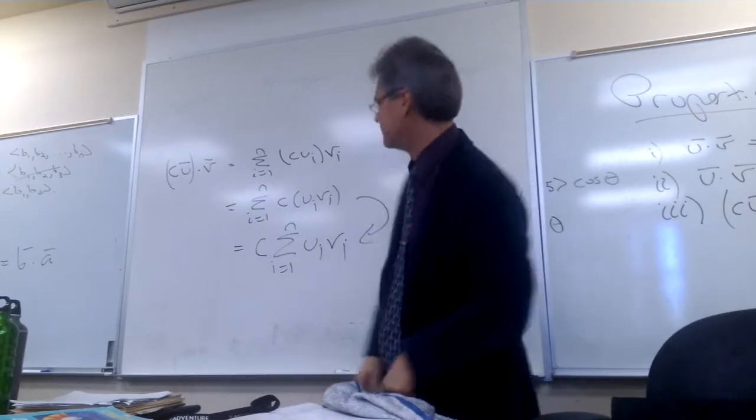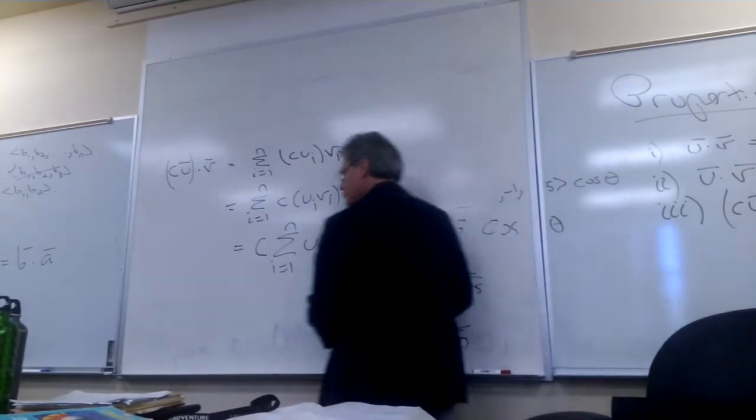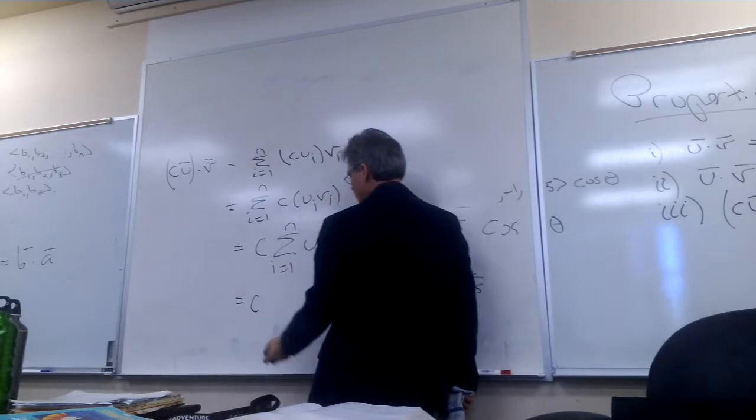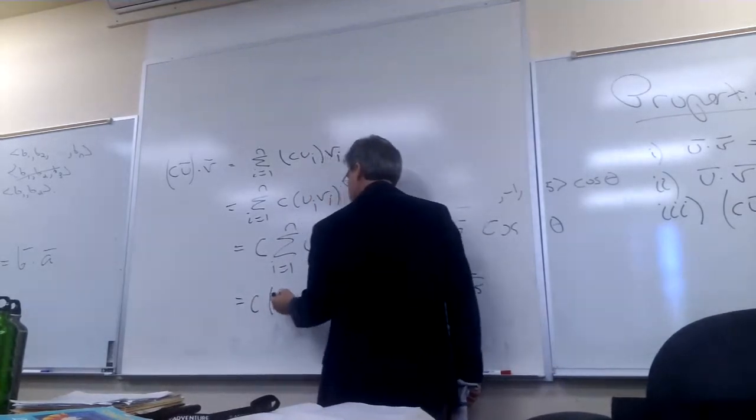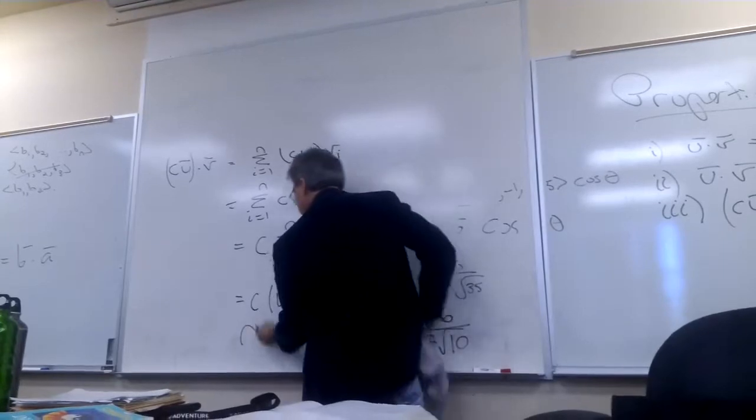Oh, by the way, I didn't finish. I meant to conclude that C is being multiplied to the dot product of U bar and V bar. We proved what we're going to show.